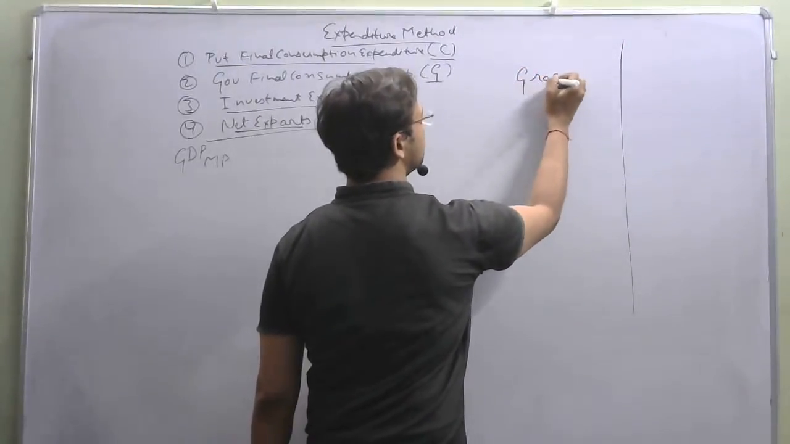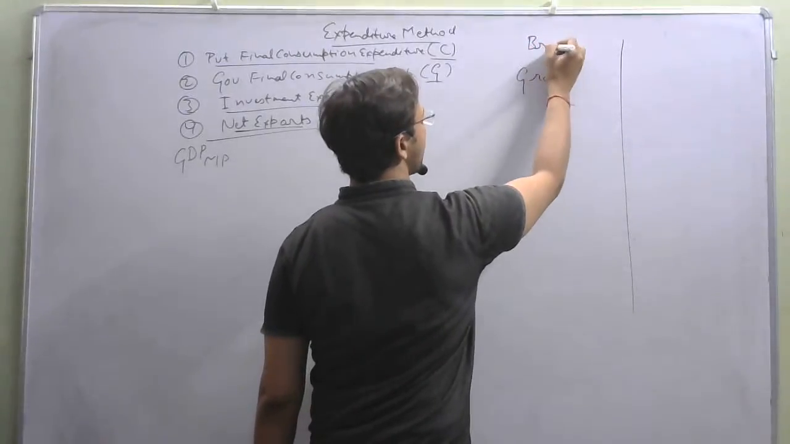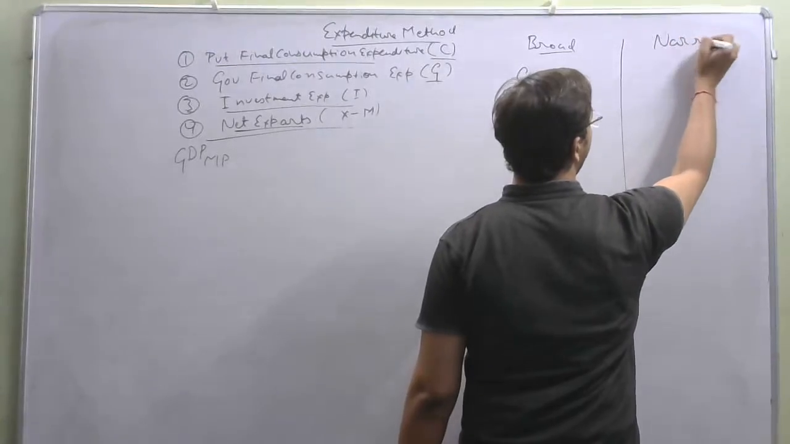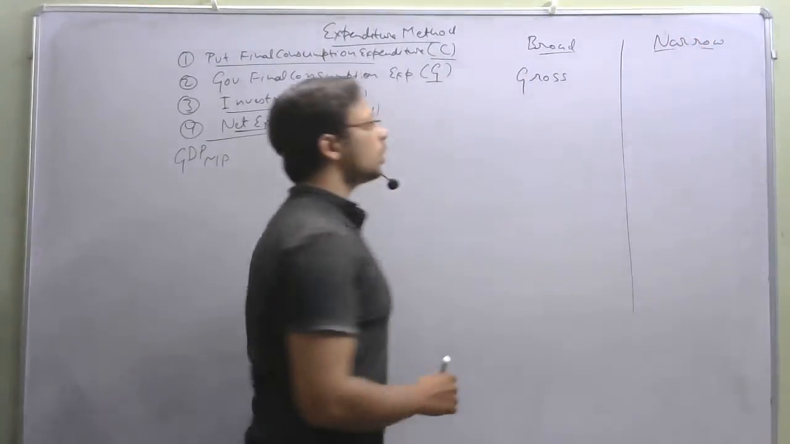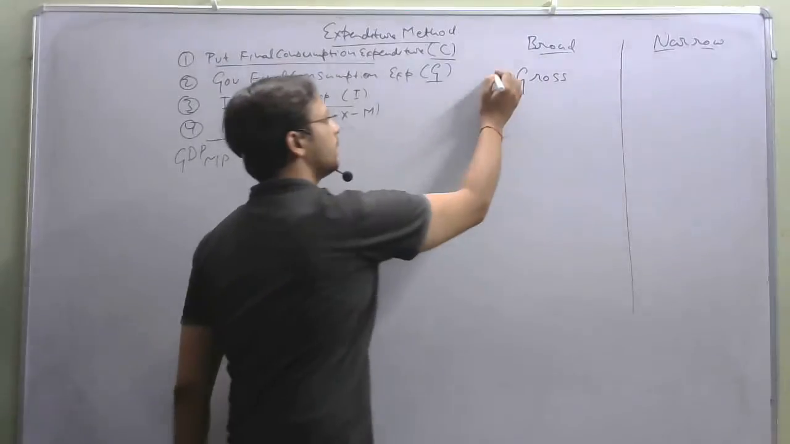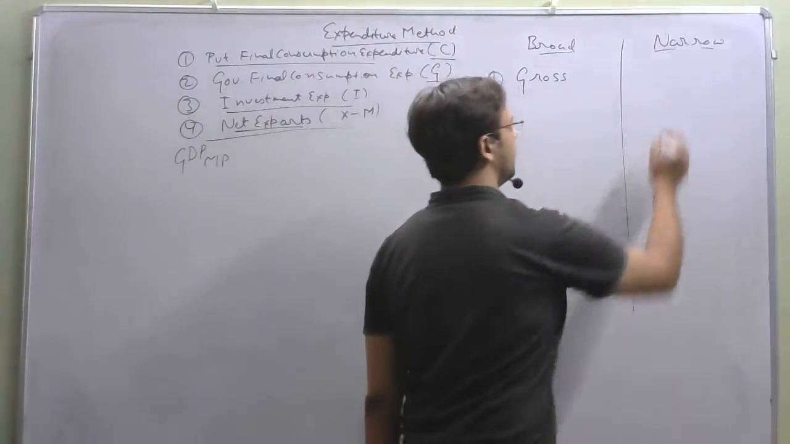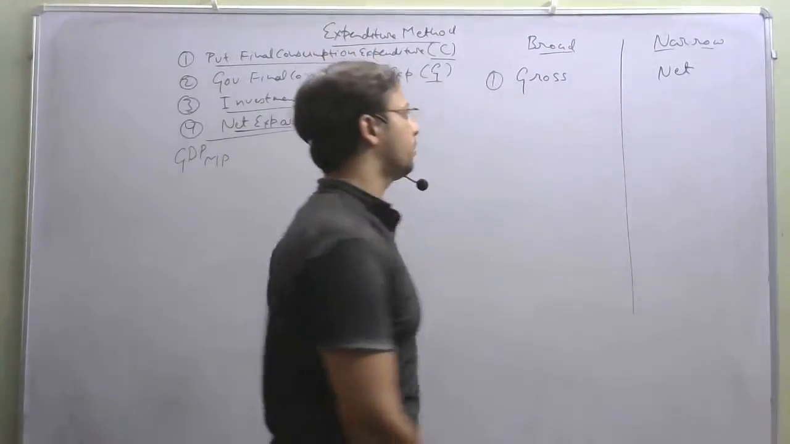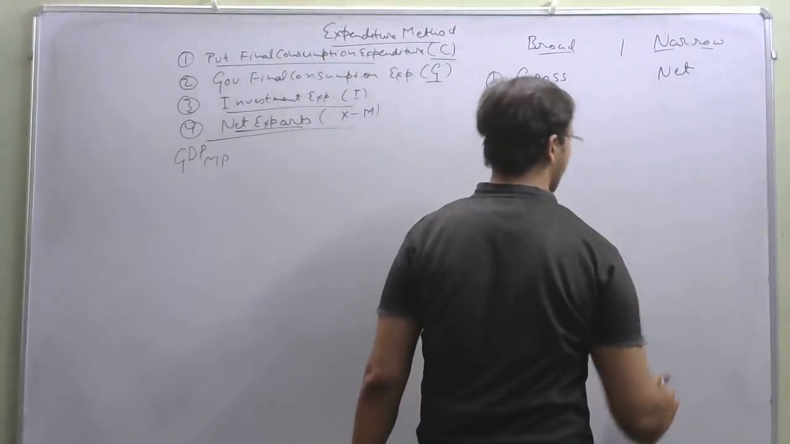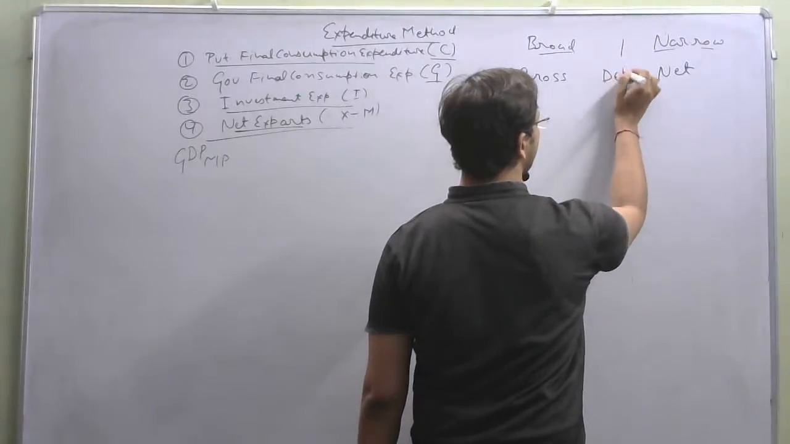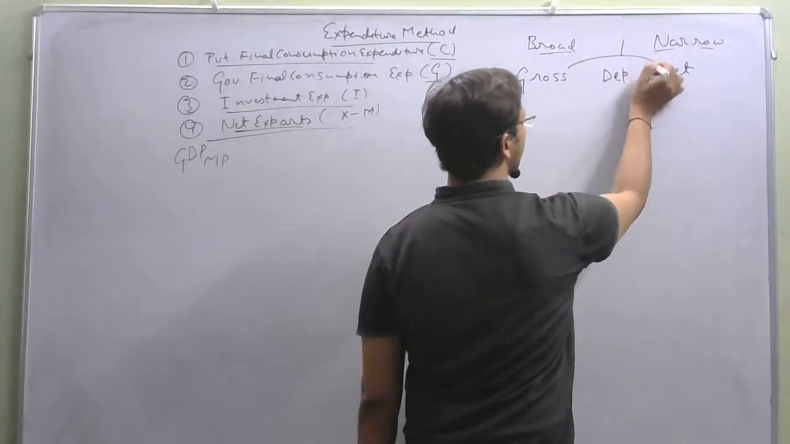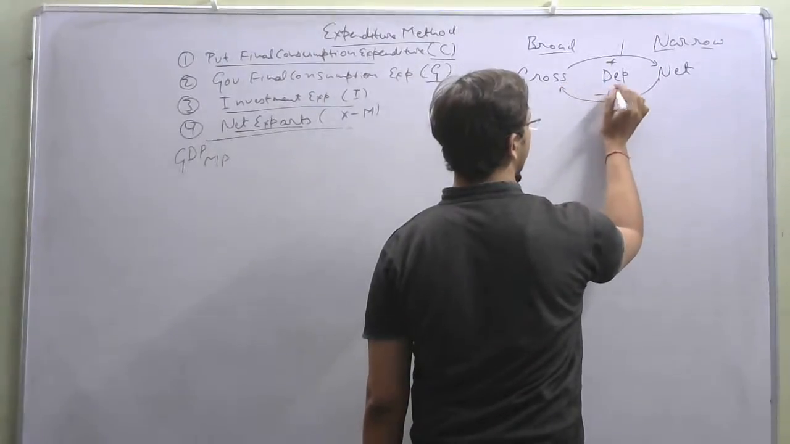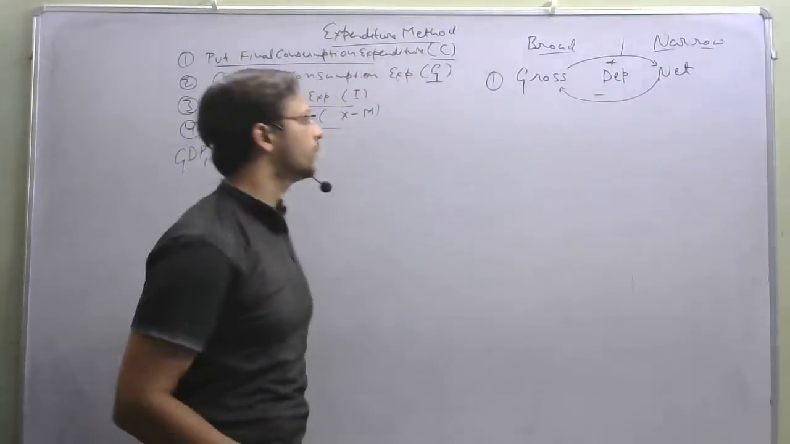There are concepts, one is broad and the other is a narrow concept, right? A broad concept consists of gross, and a narrow one is called net, and the difference between gross and net is called depreciation. If you want to go from gross to net, you will have to deduct depreciation, and if you want to go from net to gross, then you will have to add depreciation.